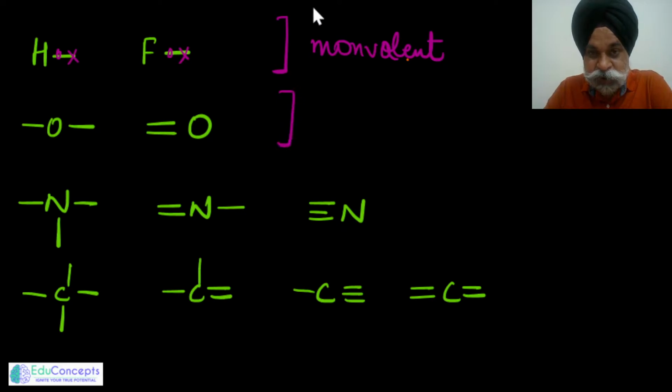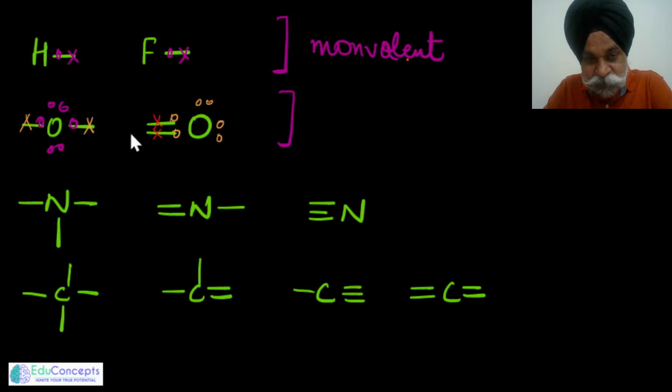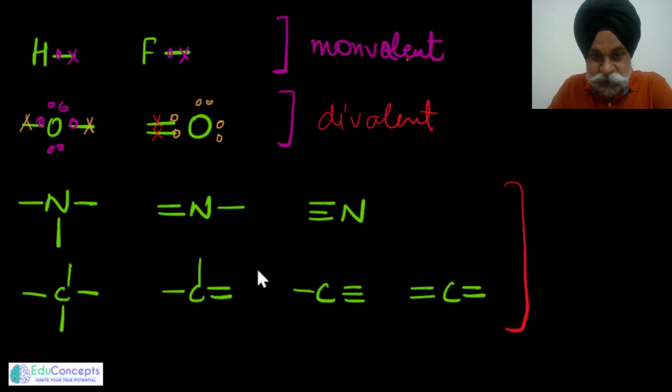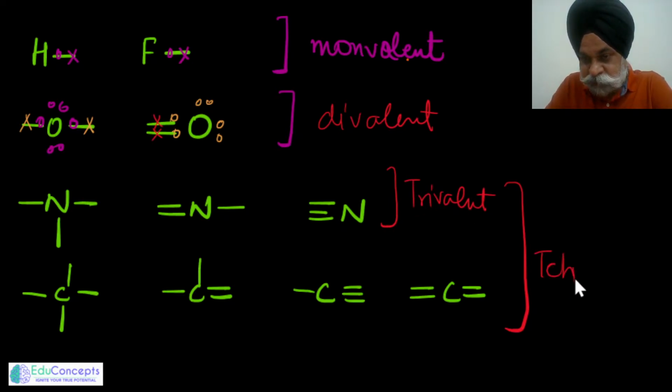Then we talked about oxygen. Oxygen already has 6 electrons with it, and it is in search of 2 more electrons. It can get these 2 electrons from somebody through 2 single bonds or with one double bond. That is why we said it is divalent. I hope you are recalling all this. And similarly, we talked about nitrogen being trivalent, and we said carbon to be tetravalent, if you could recall.